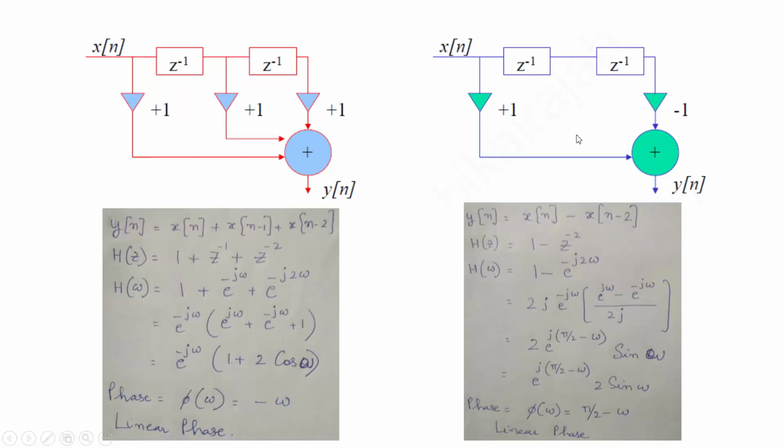Now let's look at the second system. yn is equal to xn. Once you write the difference equation, yn is equal to xn, and two delays are there in the second path, so x(n-2). You take the z transform here, H(z) is equal to 1 minus z to the power minus 2. Replace z by e to the power j omega. Here we are not writing H(e^(j omega)) for simplicity.